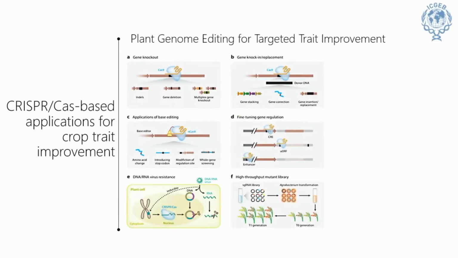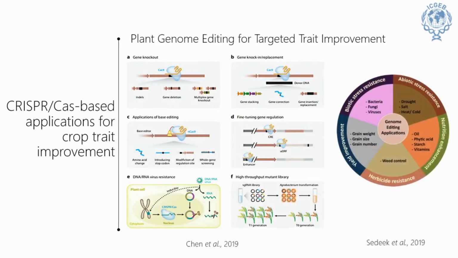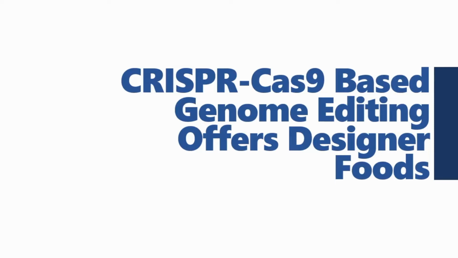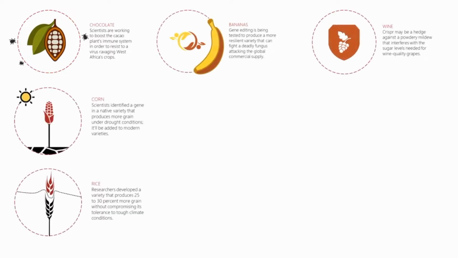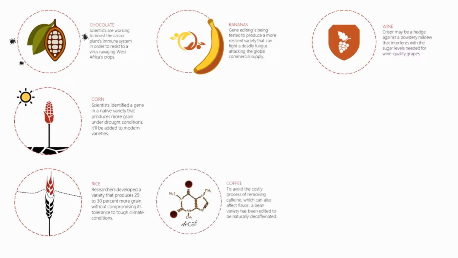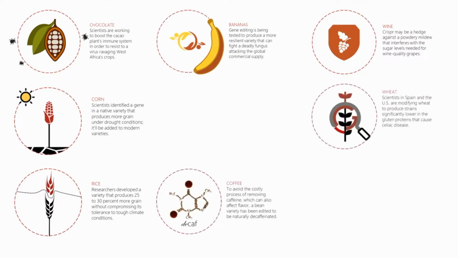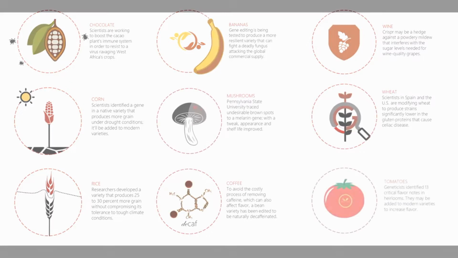Strategic utilization of this ingenious CRISPR-Cas toolkit by researchers all over the world has effectuated targeted improvement of umpteen crop traits, quintessential for sustainable development. This technology has boosted the immune system of cacao plant to fight the virus ravaging West Africa, to produce fungus-resistant bananas and grapes, to generate more grains of corn and rice under drought, decaffeinate coffee and reduce the gluten content in wheat, anti-browning mushrooms and flavored tomatoes.